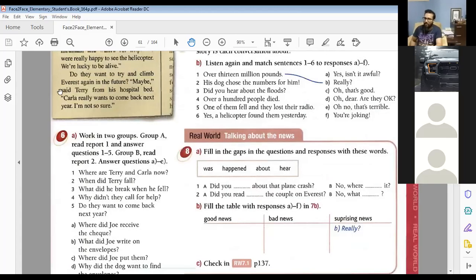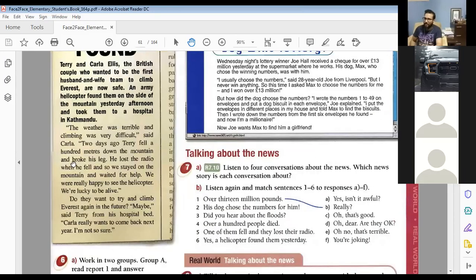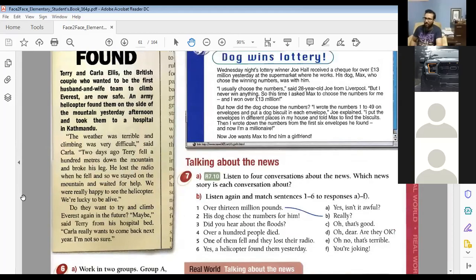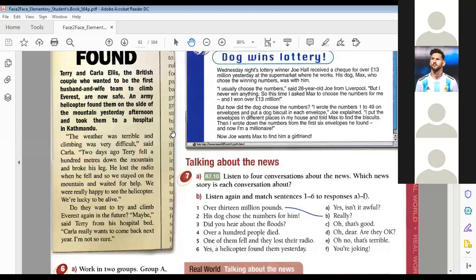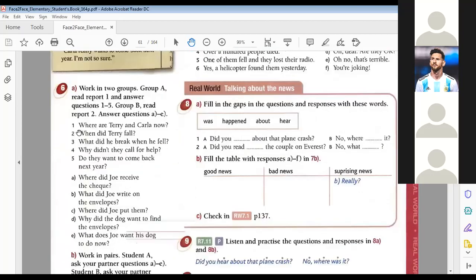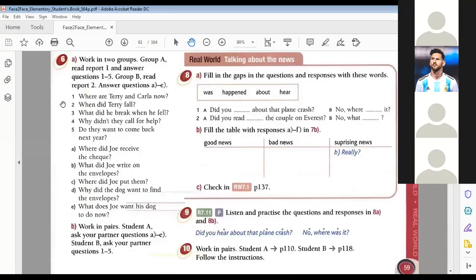When did Terry fall? When? Yesterday afternoon. Did it say yesterday afternoon? Two days ago. Yes, 2 days ago. Okay, Kilani, 2 days ago. When did Terry fall? He fell 2 days ago.